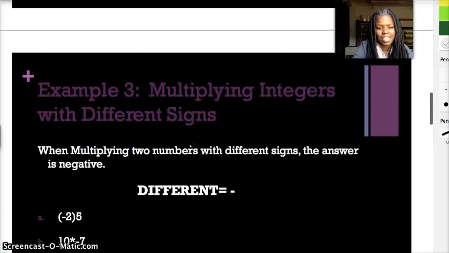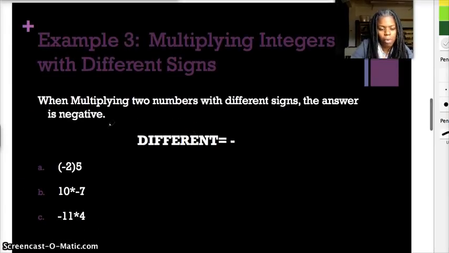Let's look at this next sheet of problems. -2 times 5 is going to be a -10 because the signs are different. 10 times a -7 gives me a -70. And finally, this last one's going to give me -44.